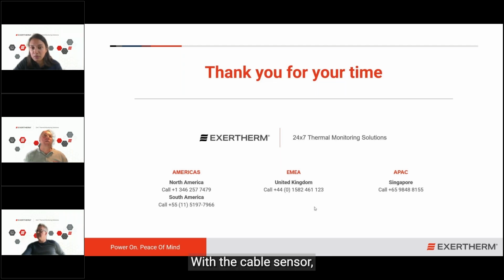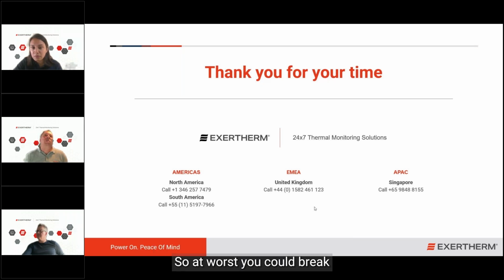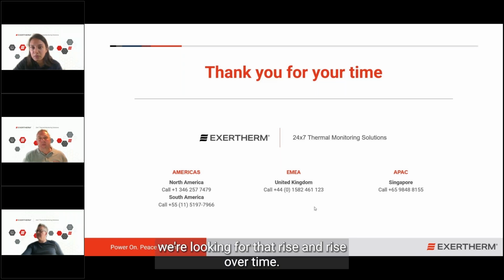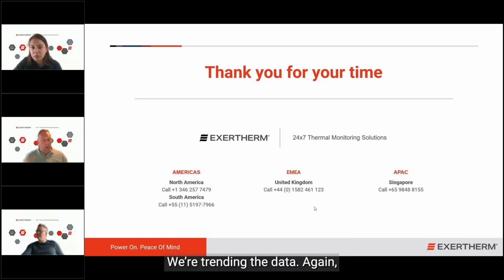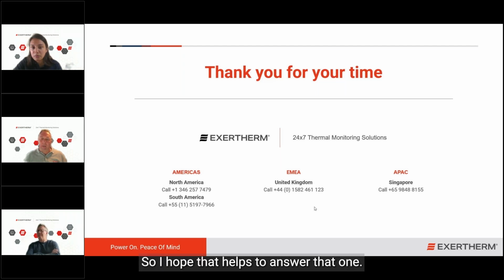With the cable sensor, I think we say that is plus or minus 1 degree C. And again, the two elements both operate in tandem. So at worst, you could be plus or minus 2 degrees out. But again, because we're looking for that delta, a rise over time, we're trending the data. Again, is it 38? Is it 40? That temperature's come up pretty fast. You've got a problem. So I hope that helps to answer that one.